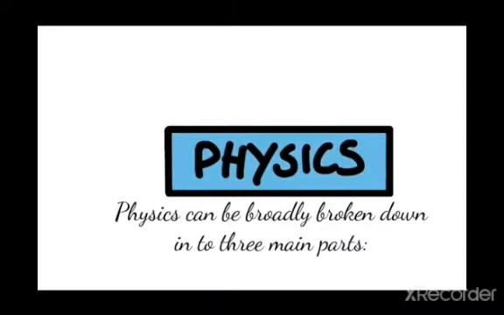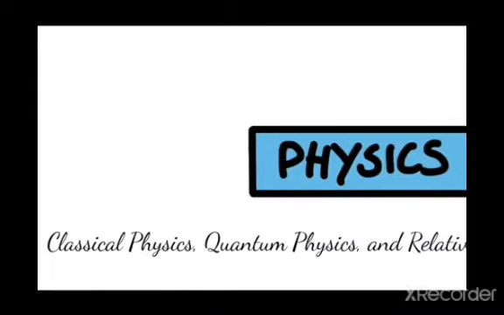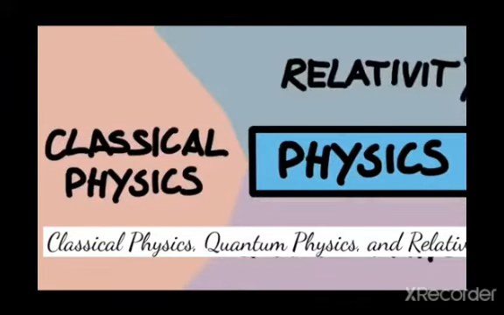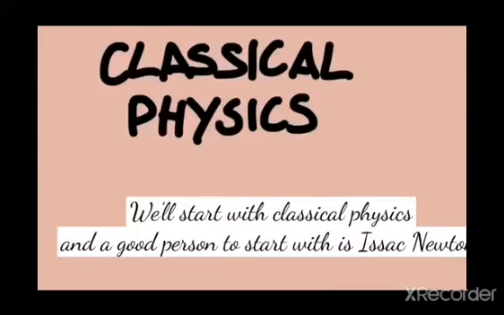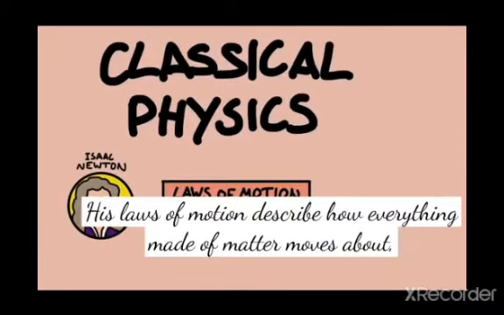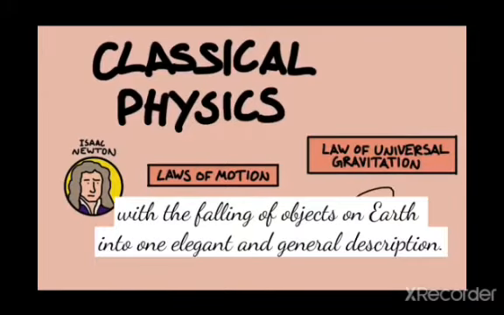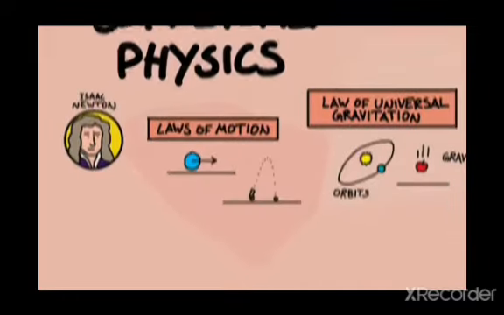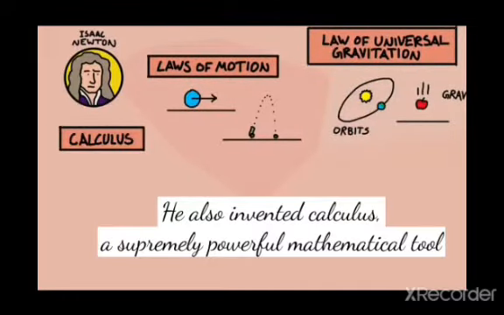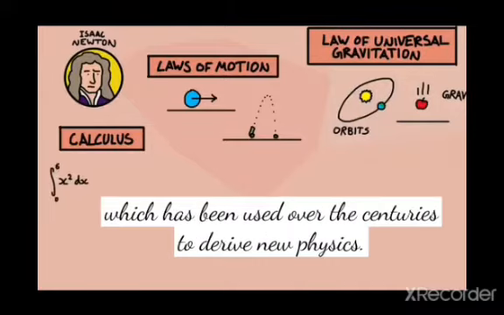Physics can be broadly broken down into three main parts: classical physics, quantum physics, and relativity. We'll start with classical physics, and a good person to start with is Isaac Newton. His laws of motion describe how everything made of matter moves about, and his law of universal gravitation tied together the motion of planets in the sky with the falling of objects on Earth into one elegant and general description. He also invented calculus, a supremely powerful mathematical tool which has been used over the centuries to derive new physics.